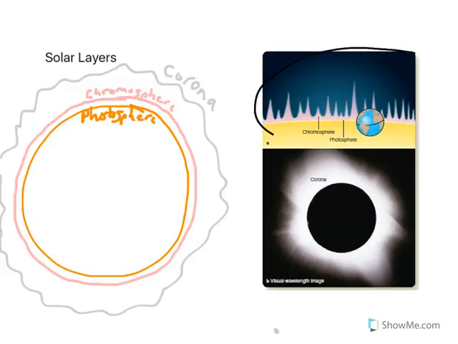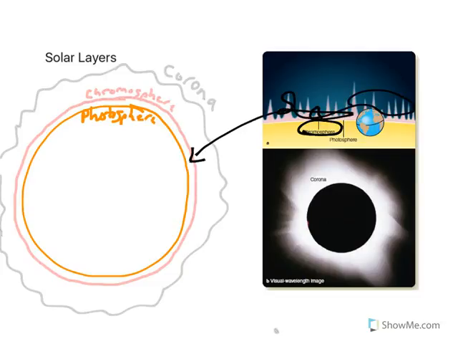As shown in this cartoon and this image from your textbook, the photosphere is this yellow-colored region, and it refers to the lowest atmospheric layer of the sun. The chromosphere is this pink layer, and that pink layer is the middle atmospheric layer of the sun.